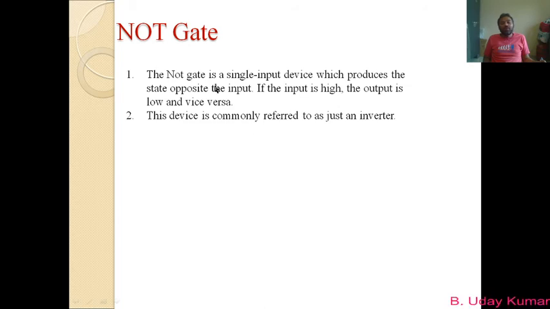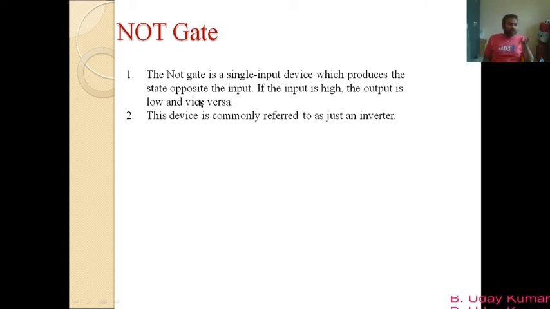This one is also already over. Now coming to this one, the third basic gate is called the NOT gate. The logical function of this NOT gate is bar. Coming to the description of NOT gate: the NOT gate is a single input device. Okay, NOT gate is a single input device. That means it will be having only one input, which produces the state opposite to the input.